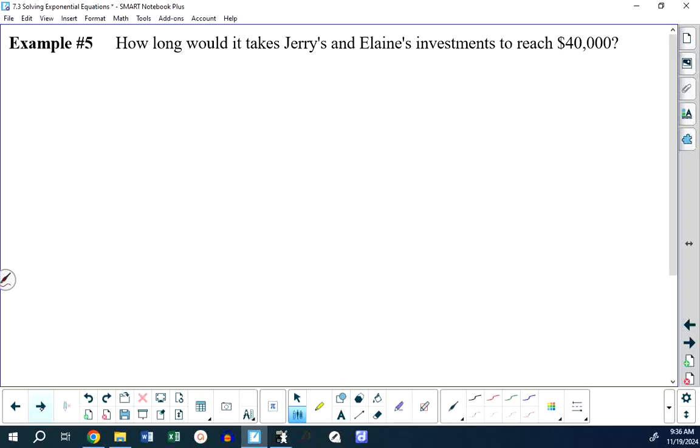We have one more example here. How long will it take the two investments to reach 40,000? You cannot do this algebraically. You need to do it graphically. Okay. Is this what your example 5 is? Okay.